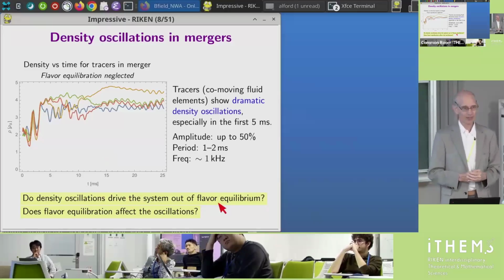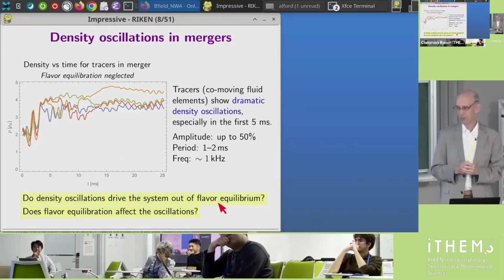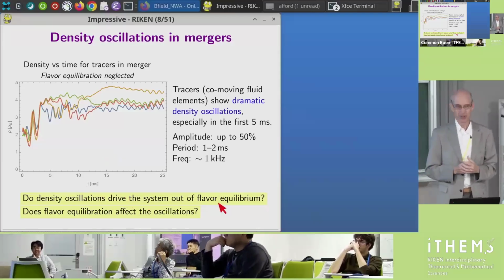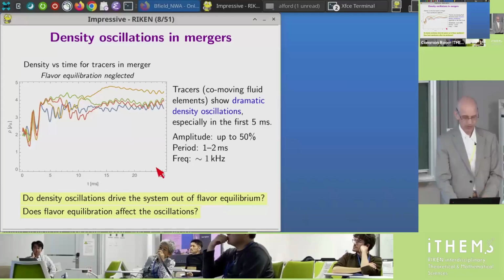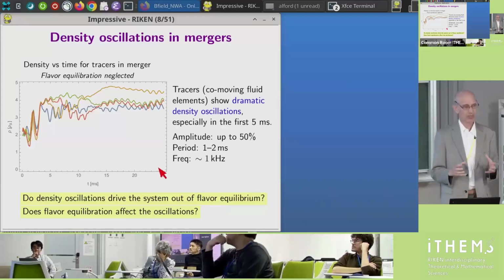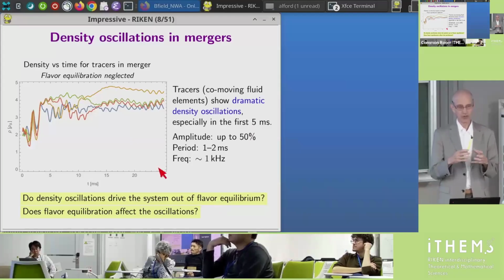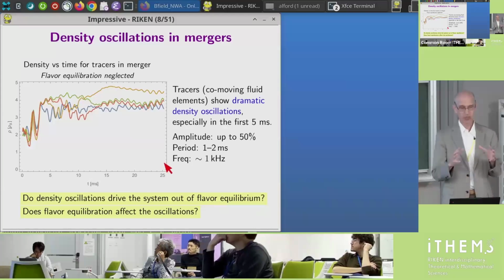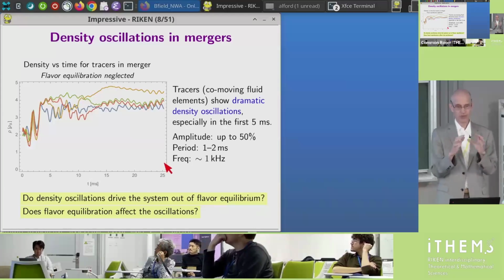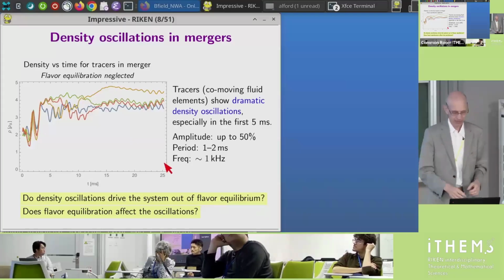Any other good questions to help us set the mission? What's the final state? In this particular simulation, we're only looking at the first 25 milliseconds. I don't know if this particular merger ended up collapsing into a black hole, or if it made a hypermassive neutron star. Generally, these density oscillations die away once the thing settles into a new spherical shape and eventually settles down.